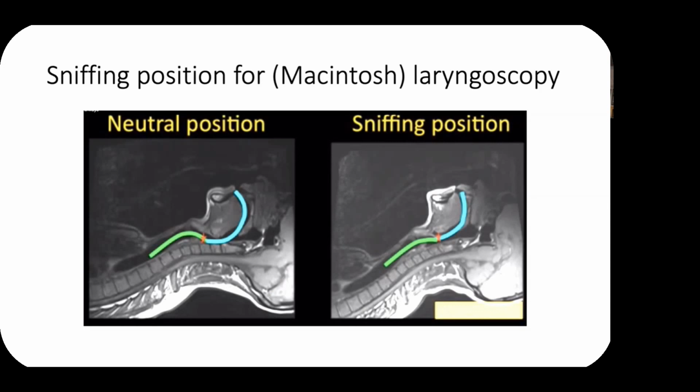The sniffing the morning air position for intubation was recommended by Sir Ivan McGill in 1936. It has since been shown that lower cervical flexion flattens the secondary curve in green, whilst extension at the atlantoaxial joint flattens the primary curve in blue.